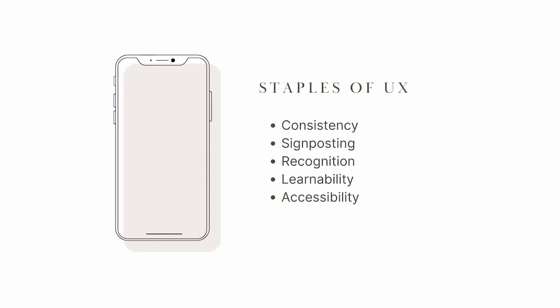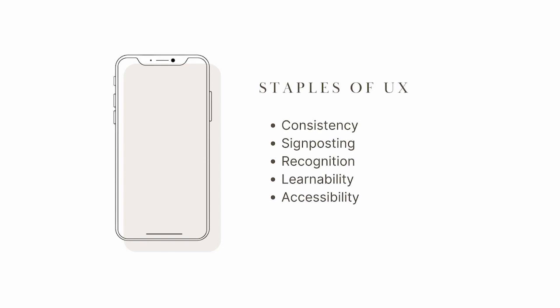But what I consider the staples of good UX is consistency and signposting. So, how well are you guiding the user through whatever you're asking them to use? Recognition: are you using industry standards? Are you using language that they already know? Are you using icons that are familiar? Learnability is the second part to that. If they don't immediately recognize them, how easy is your product to learn how to use, and how memorable is it? It comes back to consistency as well. If it's consistent, it's more easily learnable.